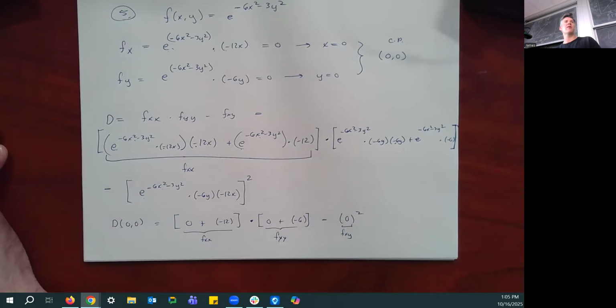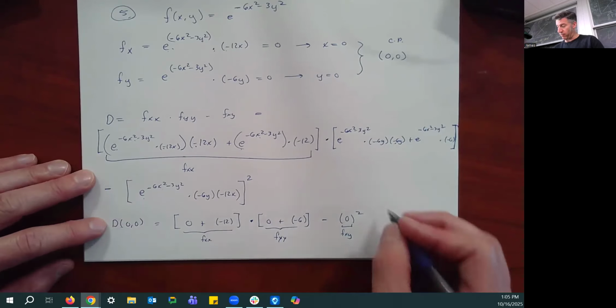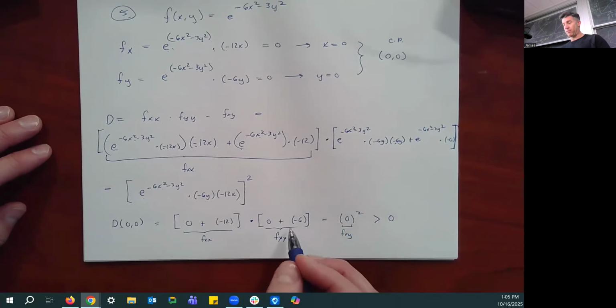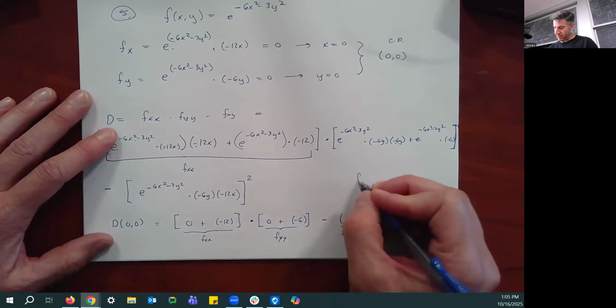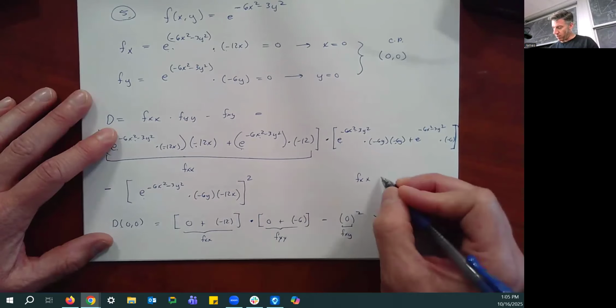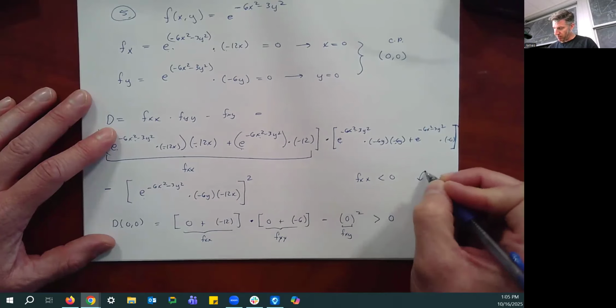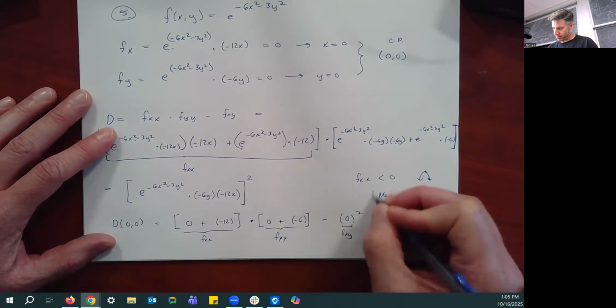Okay, so the derivatives were terrible, but plugging in the 0, 0 is really not terrible at all. So here we're going to get negative 12 times negative 6 minus 0, so that's going to be positive because it's a negative times a negative. So we know it's positive, meaning we either have a max or a min, and since our fxx is negative 12, we know we are concave down, so we have a maximum at 0, 0.